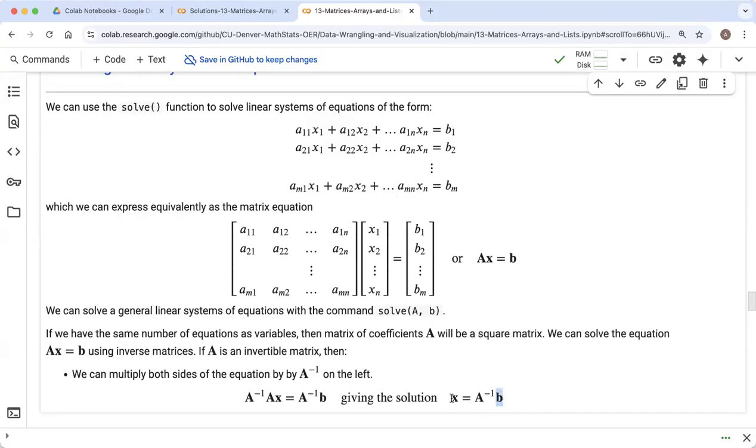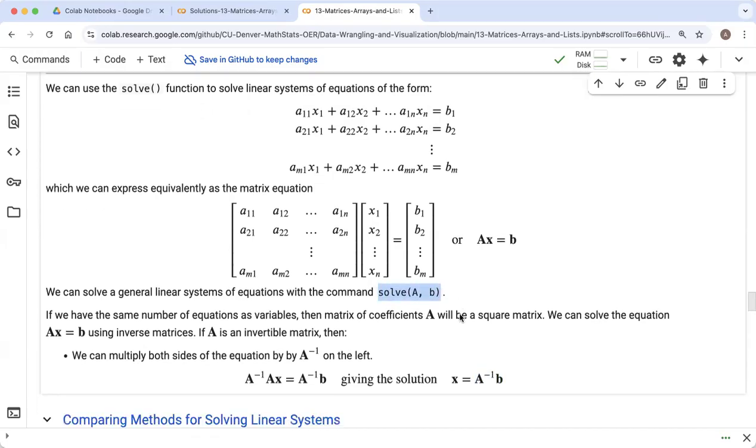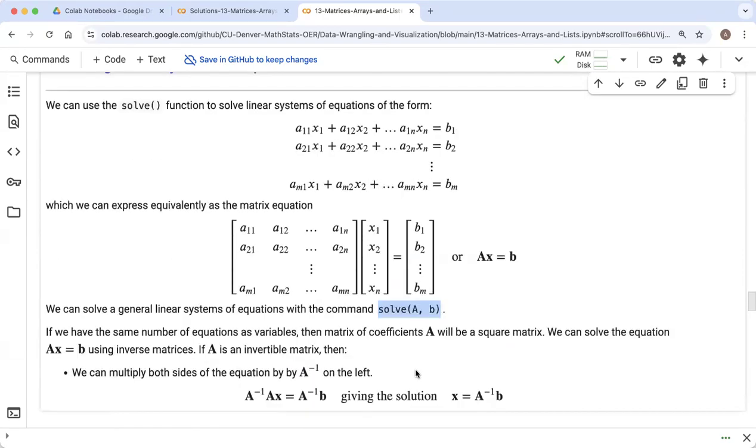So another way I can solve this equation for X is computing the product of A inverse and B, and that will give me another way of finding the solutions. And that only applies in the special case where A happens to be a square matrix. If A is not a square matrix, then I can use this solve function to try and identify the solution. And we'll take a look at how we can apply both of these methods in the example in the next video.